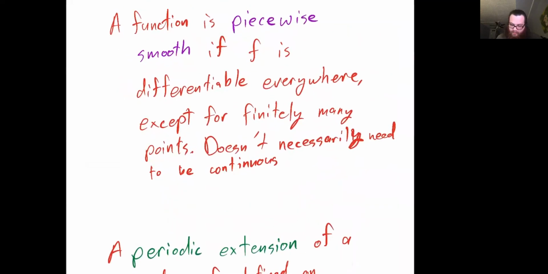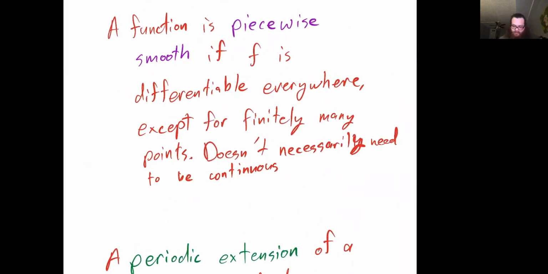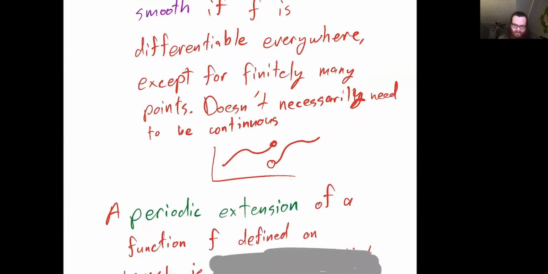Okay. So an example of a piecewise smooth function might just be something like that, and then maybe there's a jump discontinuity, and then something like that. Okay. So everywhere except for this jump discontinuity, the function is both continuous and differentiable. And we don't really care what happens here. We just need, away from this bad point, it needs to be smooth. Okay, so that's that definition.